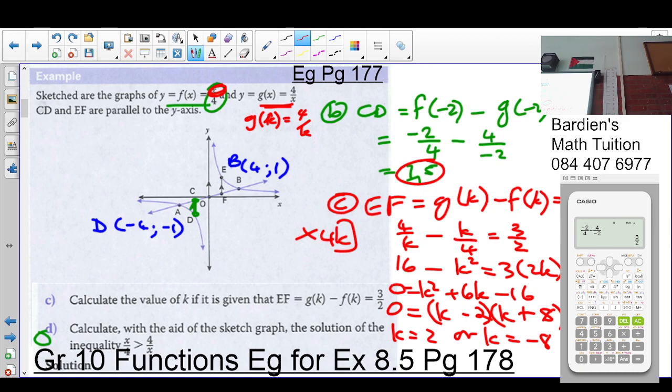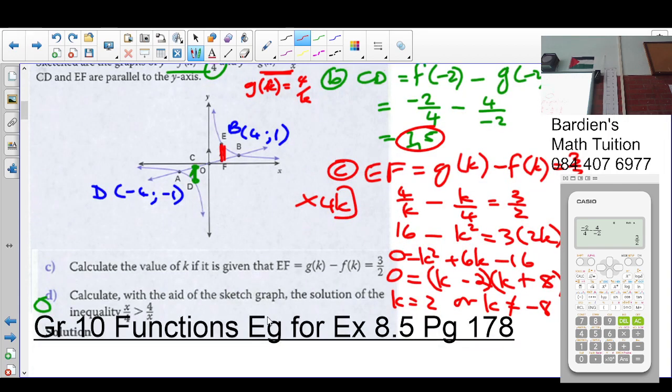Not so. Calculate the value of k, given EF. But now remember, people, EF is on the positive part of your x-axis, not so? So therefore, I made a mistake here. Oh, they went the other way around. Okay, so therefore k has to be equal to 2 because that's on the positive part of your x-axis.